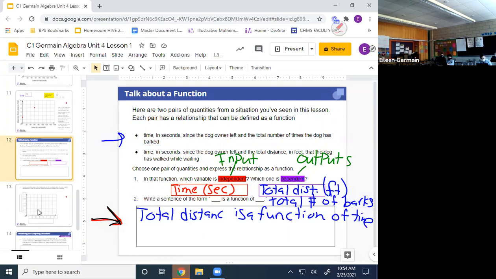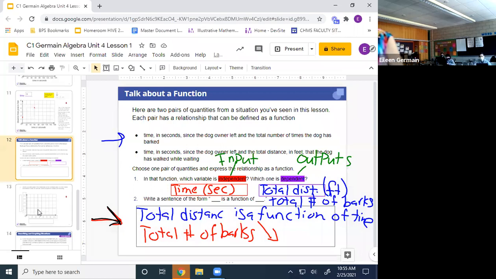Good. If you were looking at the number of barks, how would you write that function sentence? What would it be? Barks? It would be the total number of barks, and then I'm going to say is a function of the time. Very good. The number of barks, the total feet, is a function, depends upon the time since the owner left.